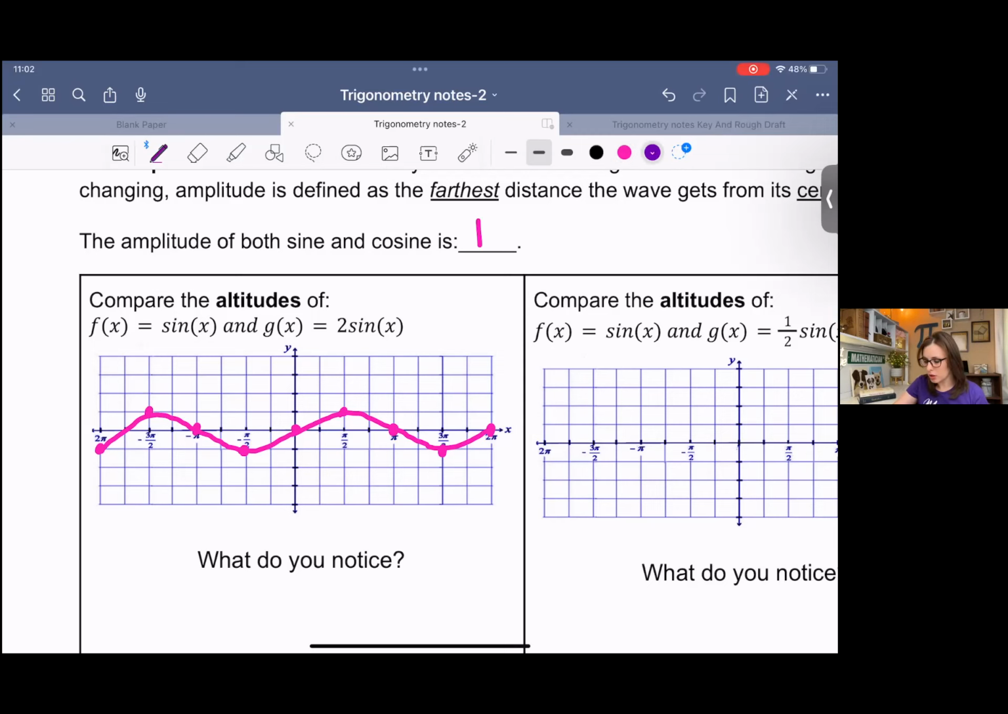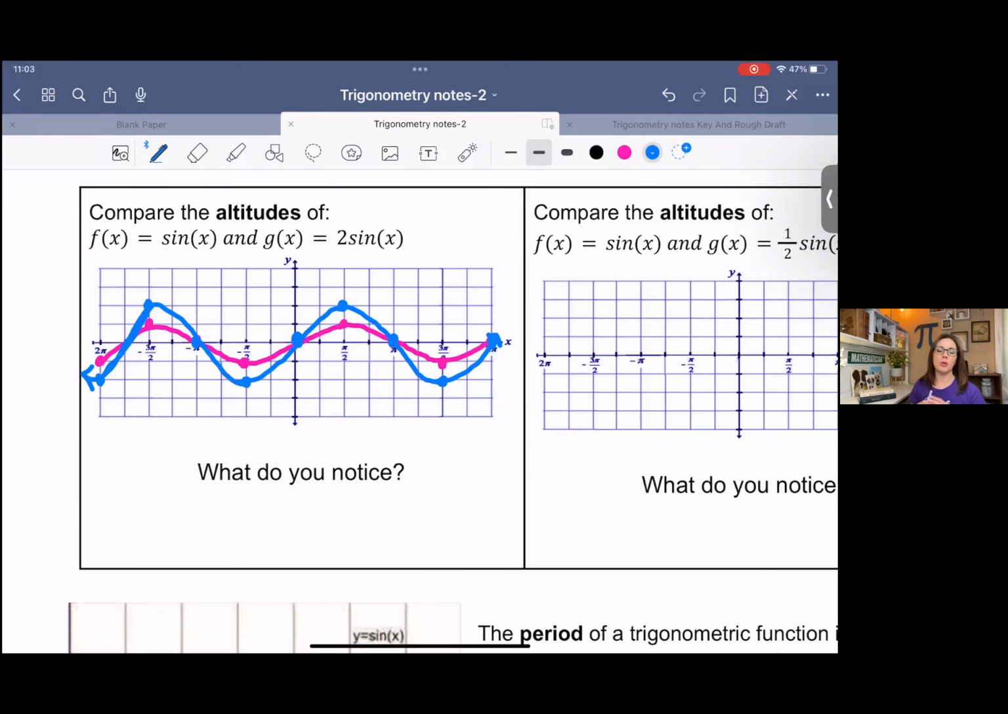I'm going to do a different color here. I'll do blue. And then sine of pi over 2 is 1. 2 times 1 is 2. So that goes up. 0 times 2 is 0. -1 times 2 is -2. And so on. You can do that for the whole graph. And then draw your little curve.